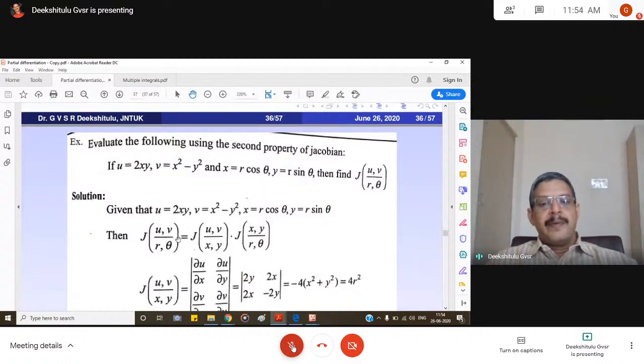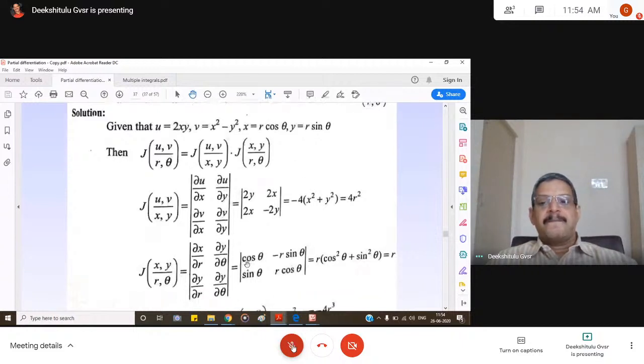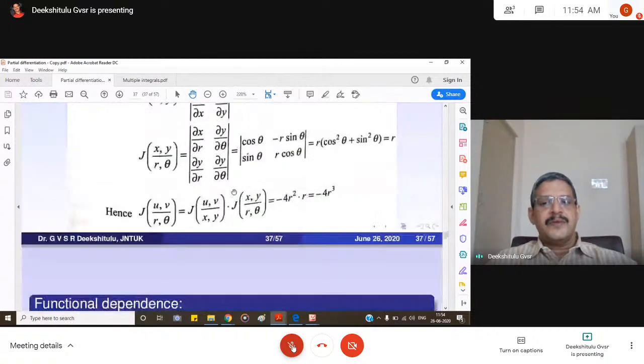So ∂(u,v)/∂(r,θ) is equal to ∂(u,v)/∂(x,y) into ∂(x,y)/∂(r,θ). So first we have to find the Jacobian of u, v with respect to x, y. So this is 4r square. Then ∂(x,y)/∂(r,θ), this is what we get. So J(u,v) by r theta is J(u,v)/(x,y) into J(x,y)/(r,θ). This is what we do.